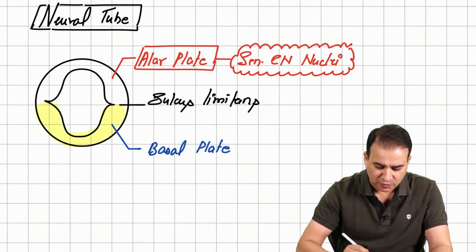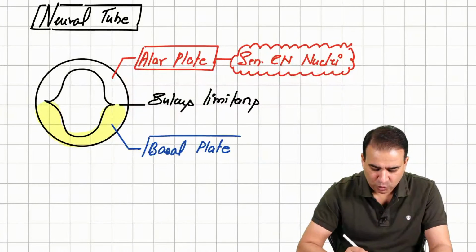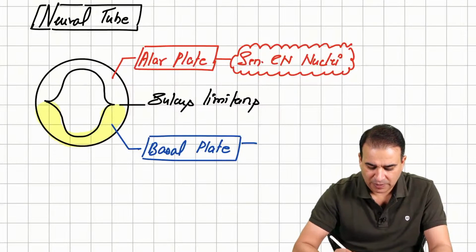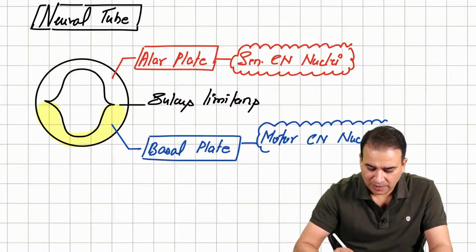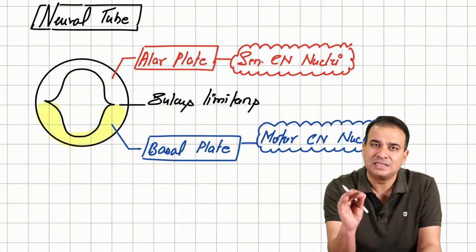Basal plate is present ventrally, and basal plate is a motor plate. So whatever nuclei will develop from basal plate, they are all motor cranial nerve nuclei. Now that's a question also: which cranial nerve nuclei develop from alar plate and which ones develop from the basal plate. All you have to think about is which one is sensory and which one is motor.